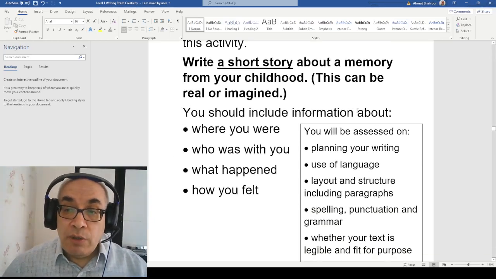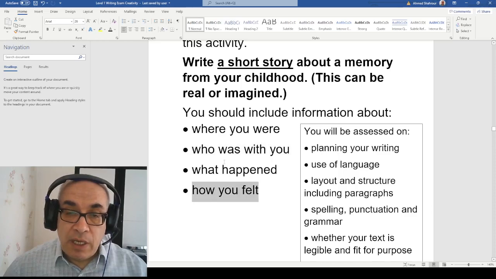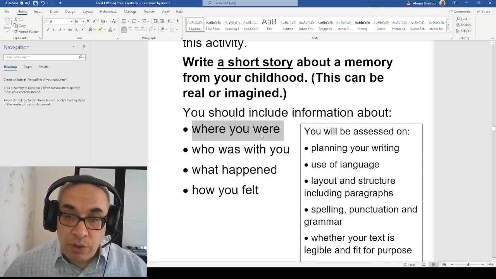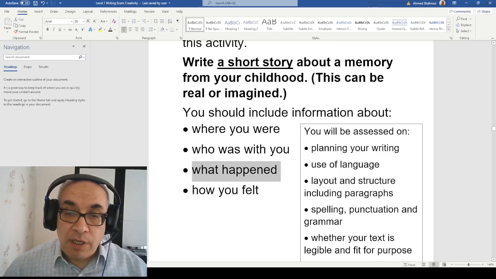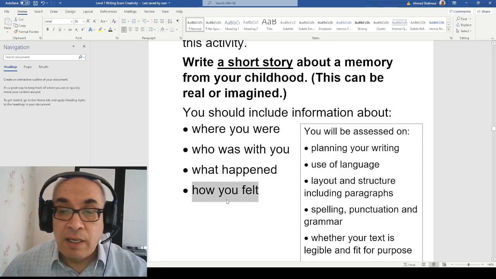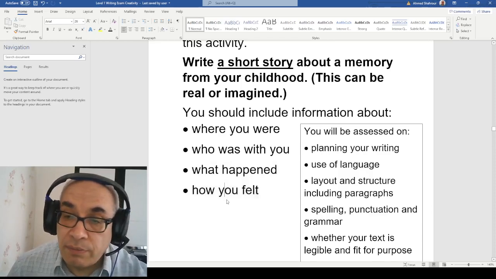You should include information about where you were, who was with you, what happened, and how you felt. So try to make a paragraph about each: a paragraph about where you were, a paragraph about who was with you, another paragraph about what happened, and a fourth paragraph about how you felt.